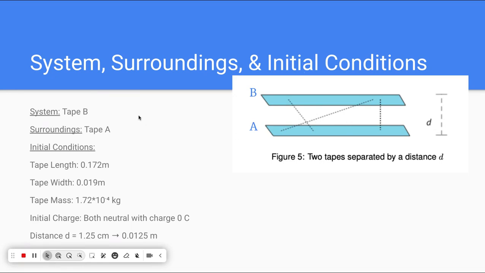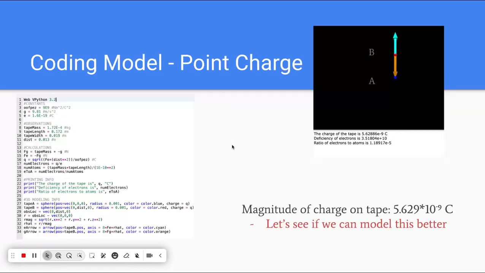So, quick systems, surroundings, initial conditions. This is mainly the same from last week. The system is tape B. The surroundings are tape A. Initial conditions: the length of the tape is 0.172 meters. The width is 0.019 meters. The mass is 1.72 times 10 to the negative 4th kilograms. The initial charge is that they're both neutral, both zero. And the distance between them, this distance d, is 0.0125 meters.